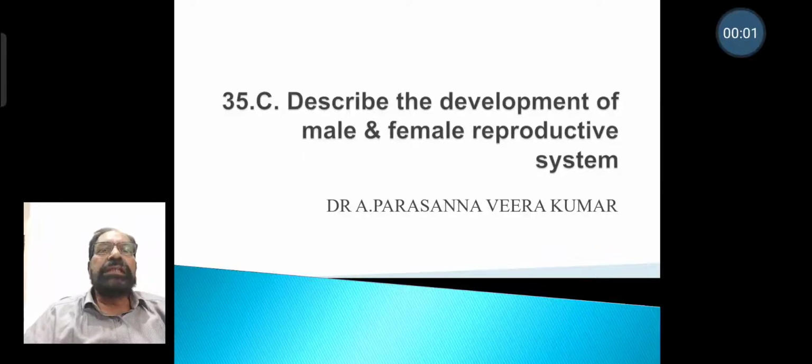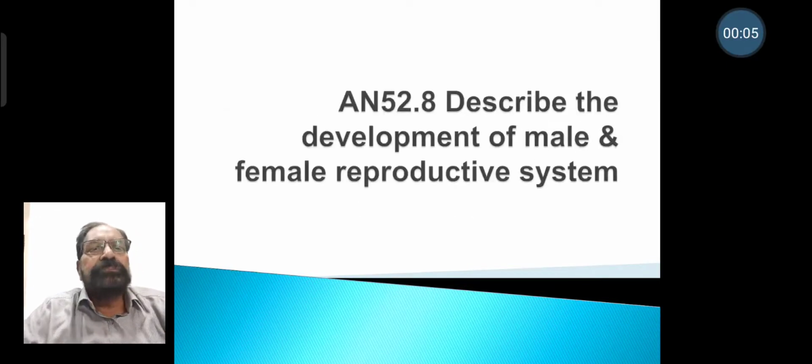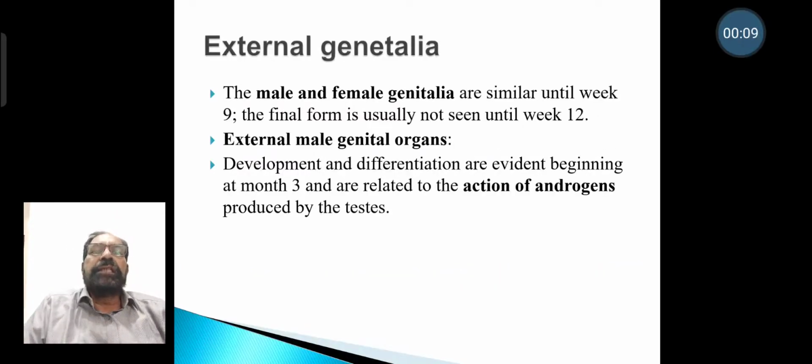So we continue with the development of the male and female reproductive system. This is part 3. External genitalia. The female and male genitalia are similar until week 9. The final form is usually not seen until week 12.